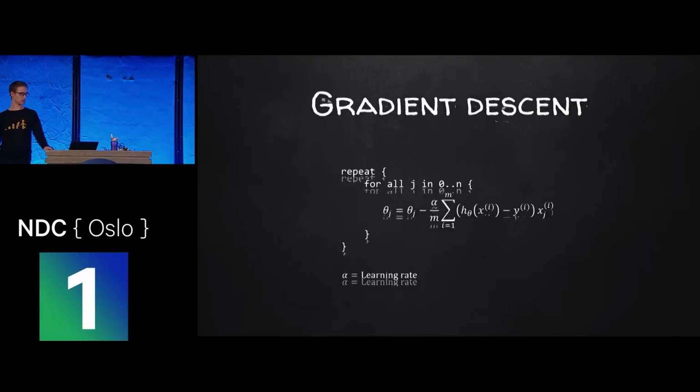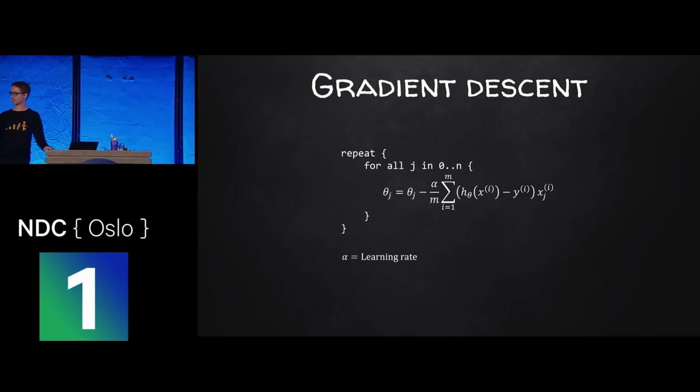And remember how we do that? We do that with gradient descent, where we repeat an algorithm a number of times, and also we must find a good value for this learning rate. Okay, so let's do all that.